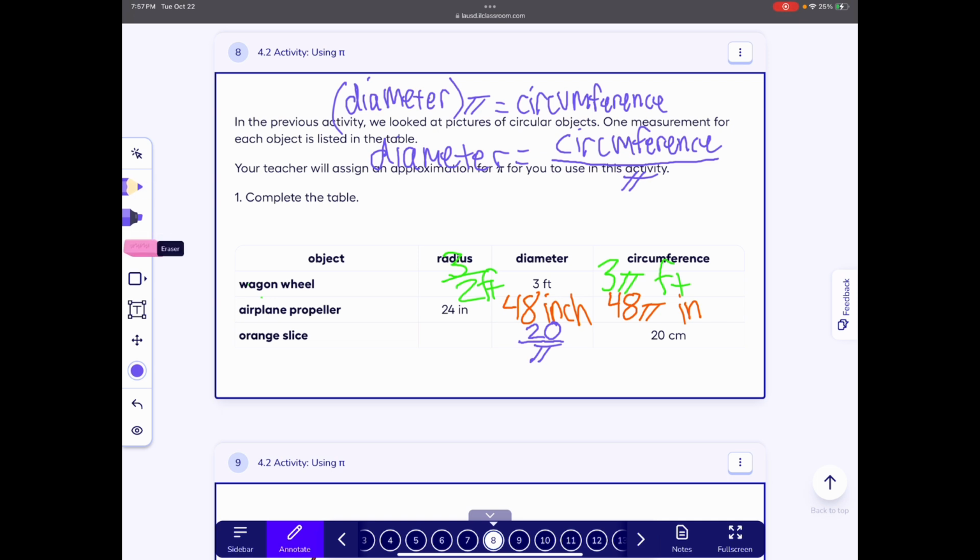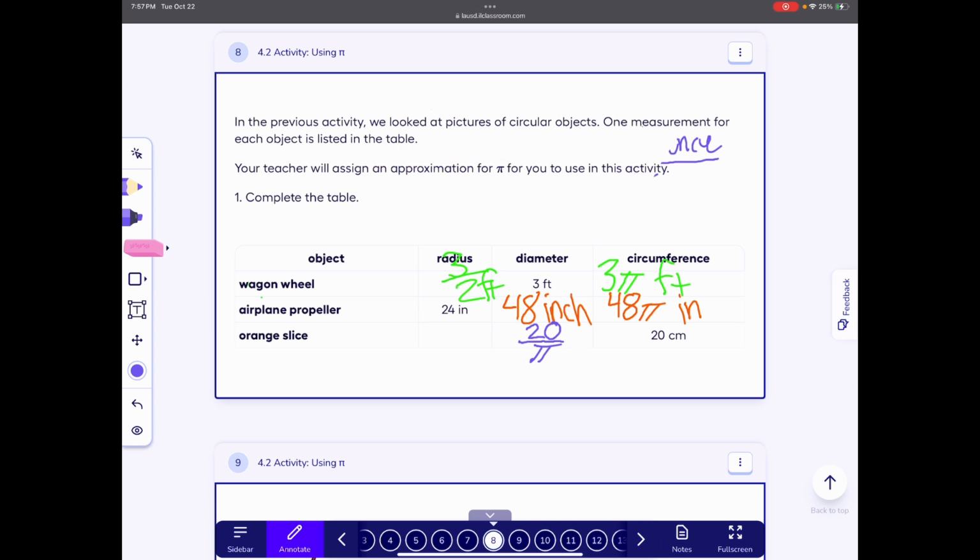I'm going to erase this up here so we have more room. We know that the radius is half of the diameter. So how do you write out half of 20 over pi? Pause the video and think about it for a moment. How do you write half of 20 over pi?